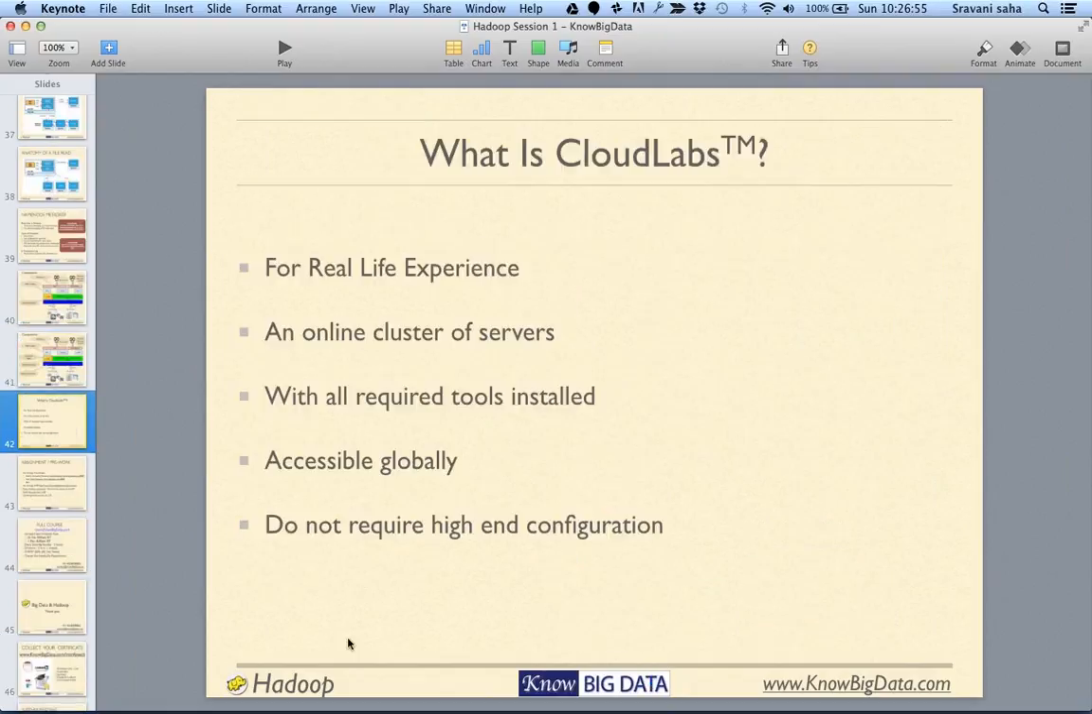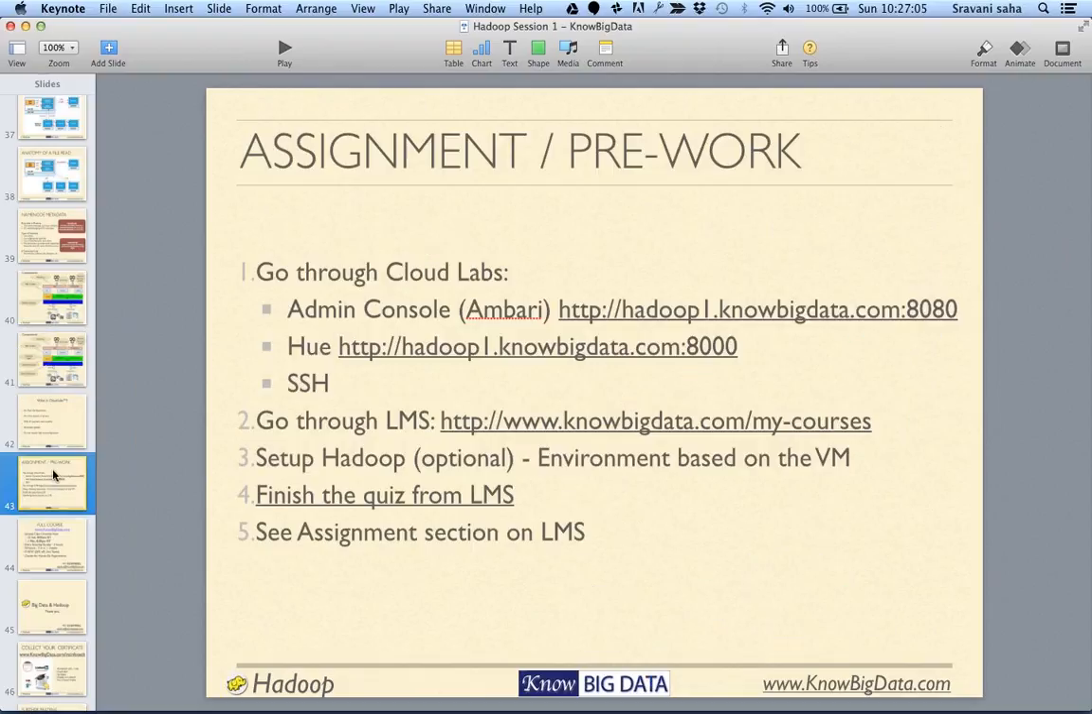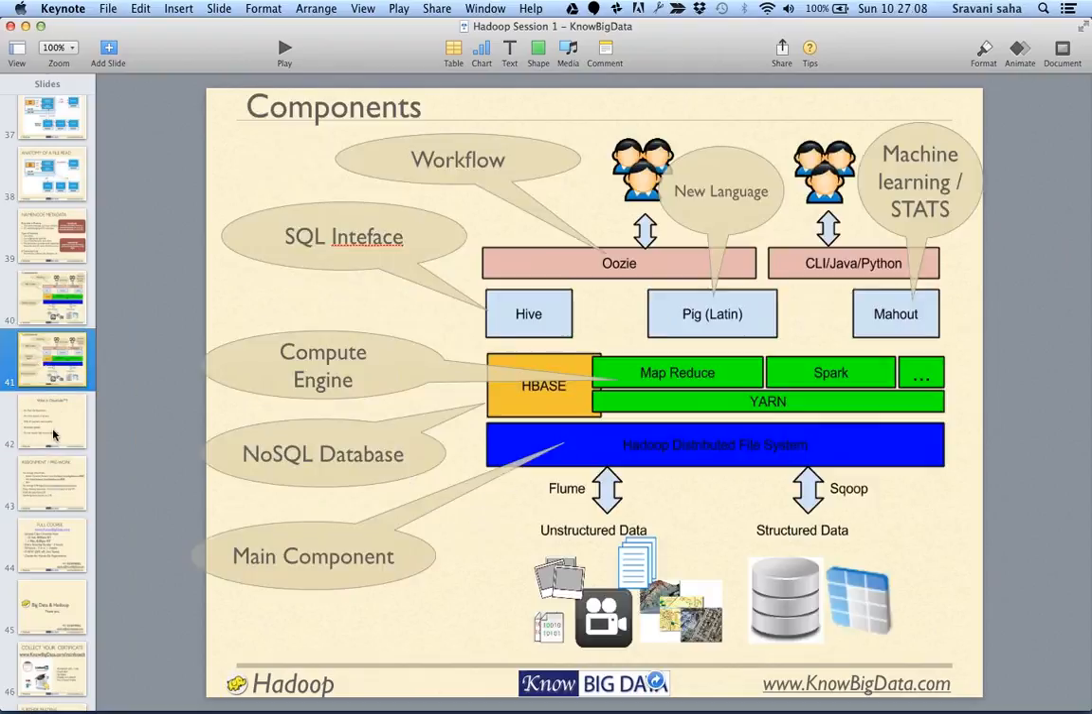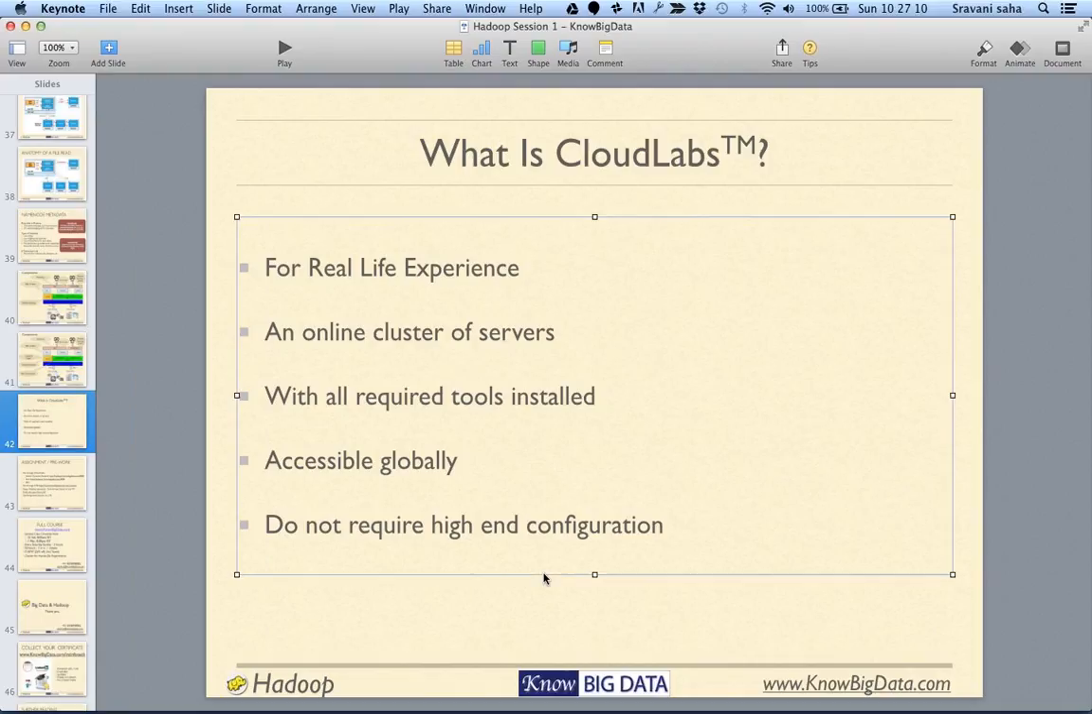All right. But there are many questions like what is Cloud Labs and all. So what we have basically done is set up a cluster for you with all of these components. Okay. So all of these components are installed onto our Cloud Labs. You can do SSH onto Cloud Labs, or you can open the Cloud Labs servers from your browsers.